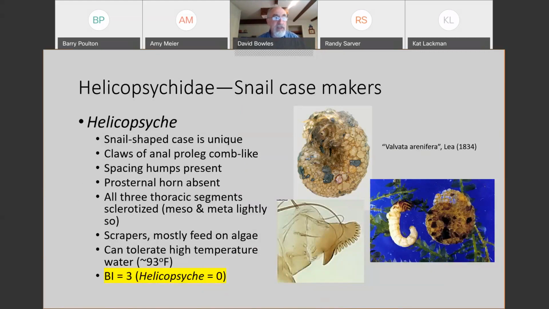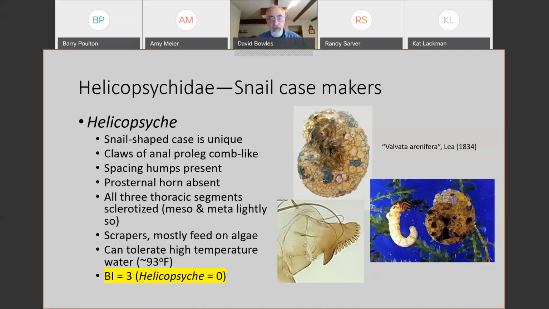There was a guy named Lea in 1834 who described a snail that he called Valvata arenifera. Turns out that his snail was actually Helicopsyche. He didn't look at it closely. He didn't notice, excuse me, that his snail had a head. But that's a little humorous thing, I think.